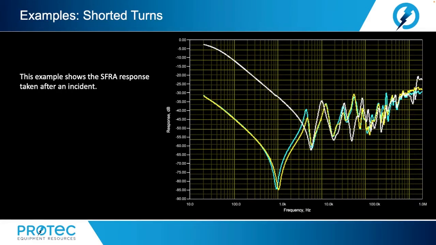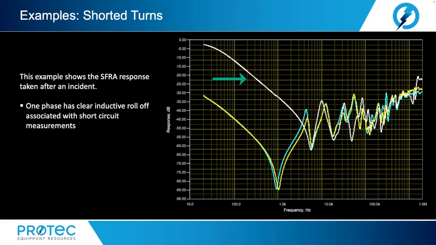And now let's look at shorted turns. This example shows the SFRA response taken after an incident. One phase has clear inductive roll-off associated with short circuit measurements. Variation is a clear indicator of shorted turns on the A phase.